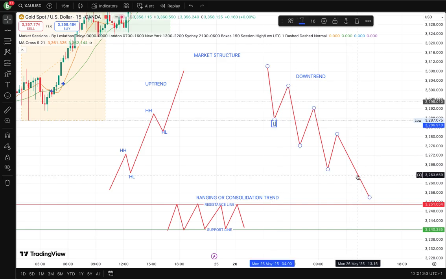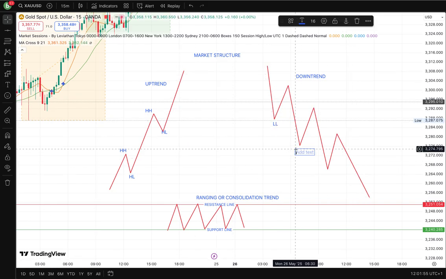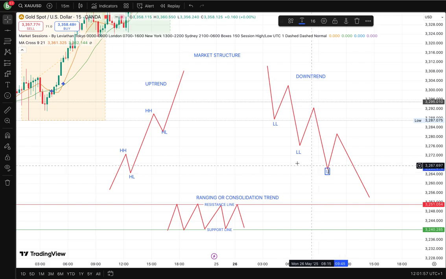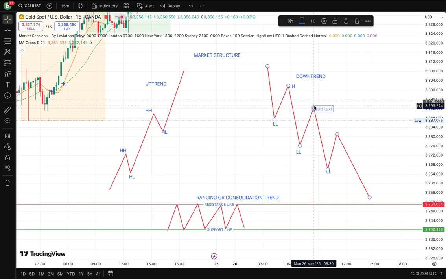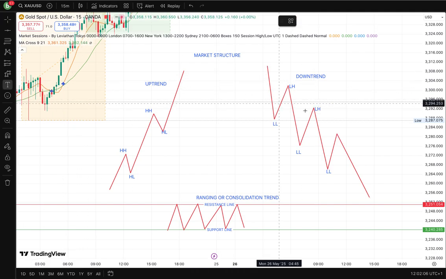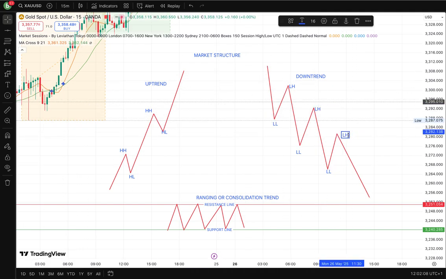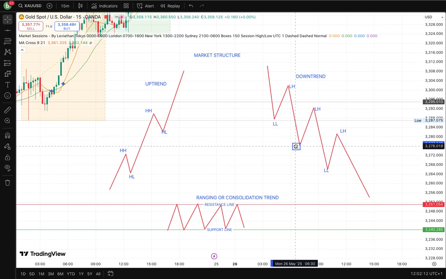All right, here we have lower low, lower low, lower low, lower high, lower high, lower high. All right, this is very good.